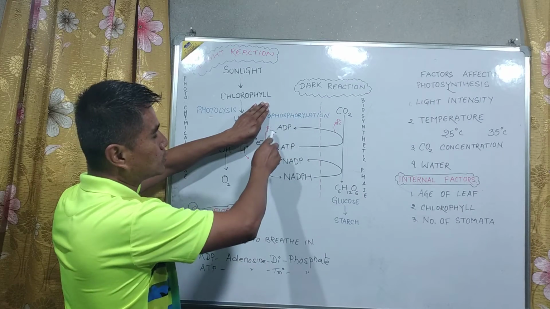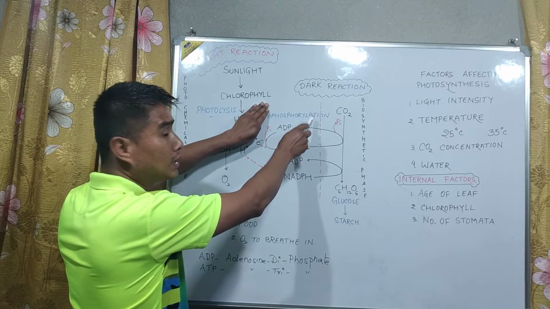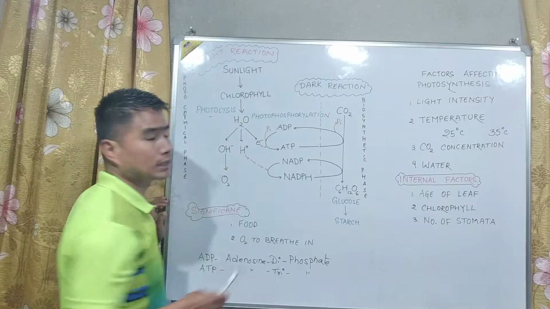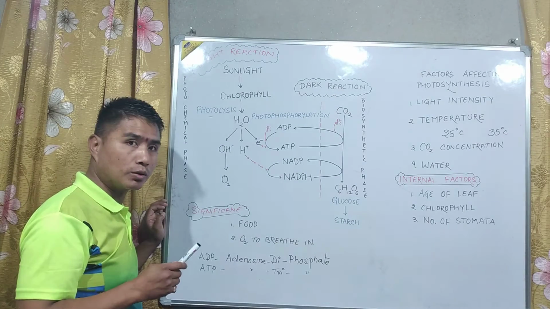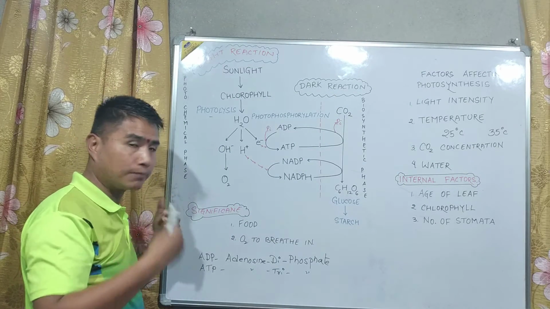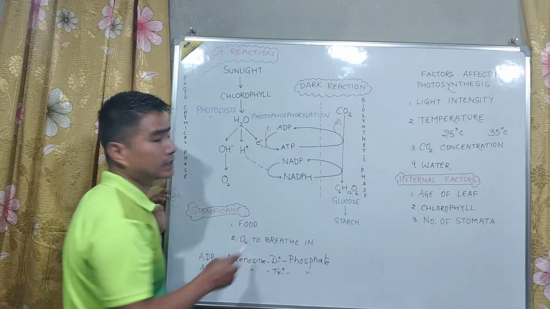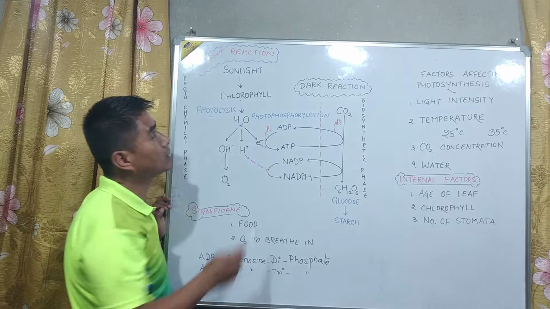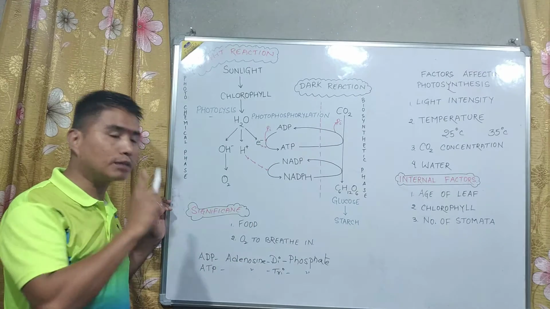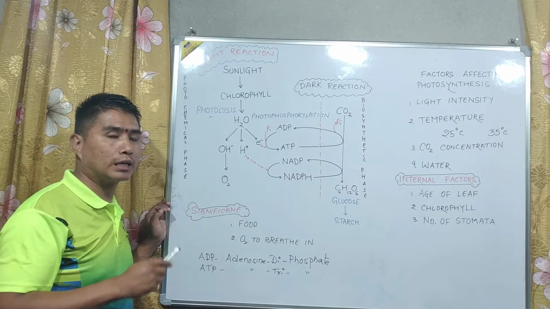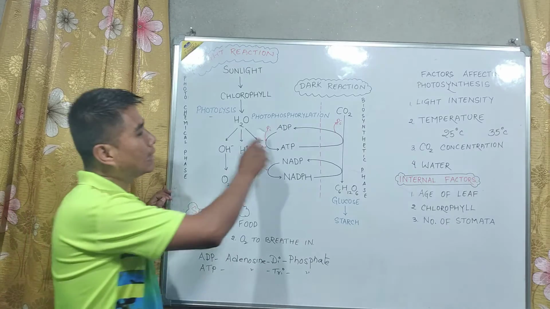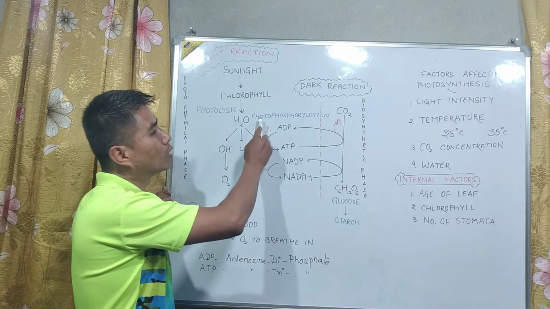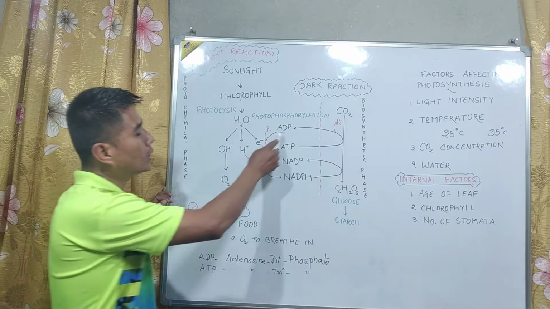Addition of phosphorus ion to ADP is known as phosphorylation; in presence of sunlight, it is known as photophosphorylation. Photo means light. Question might come in your section A: what is photophosphorylation? Please write: addition of phosphorus ion to ADP to convert it into ATP in presence of sunlight is known as photophosphorylation. So ADP becomes ATP.